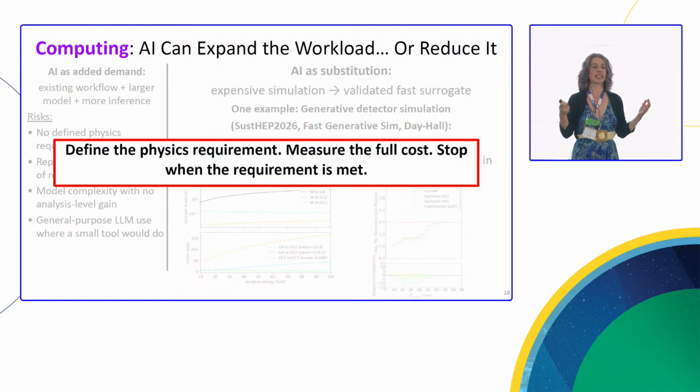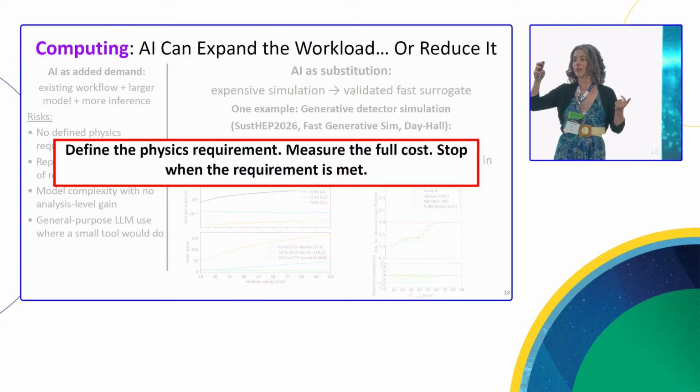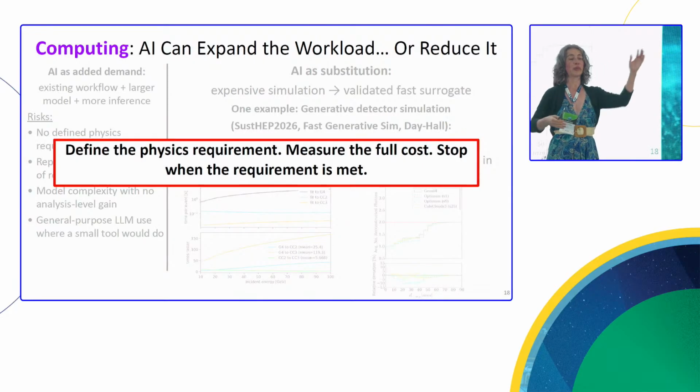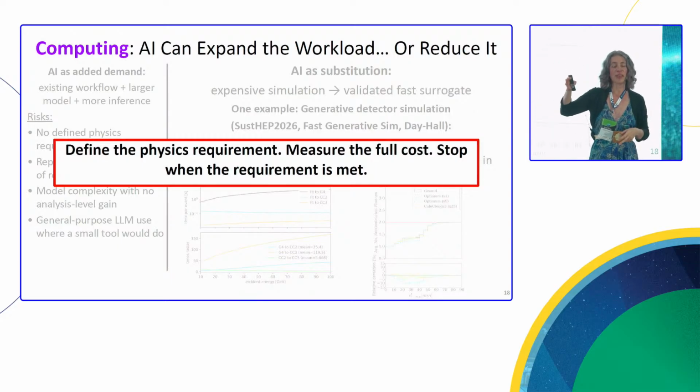So basically, the risk with AI is that as efficiency increases, we just consume more. But we can overcome that if we define the physics requirement, measure the full cost, and then stop when that requirement is met.